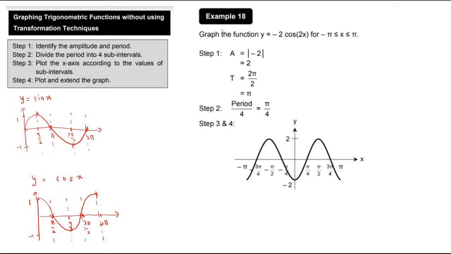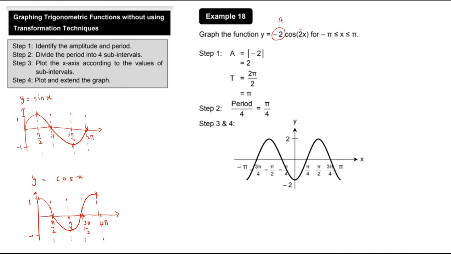Let's look at this example. Example 18. Graph the function y equals negative 2 cos 2x for negative pi less than or equal to x less than or equal to pi. Step number 1, we want to identify the amplitude and period. This is the amplitude. So, modulus negative 2 equals 2.